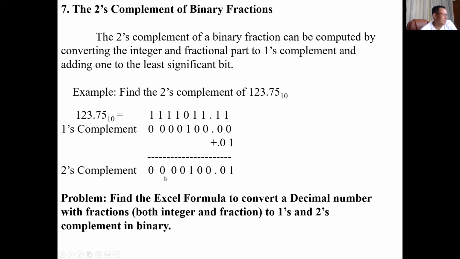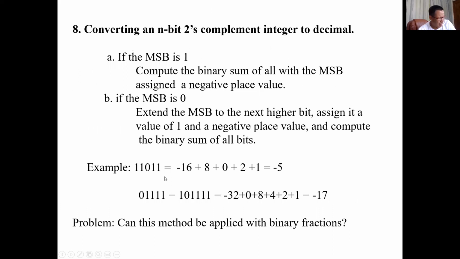Anyway, now, how do you convert a 2's complement back to an integer value? This only applies to integers, not fractions. For example, we know that a number is in 2's complement and we want it converted to its original value. Is there a shortcut? Yes, there's a shortcut. If the MSB is 1, we compute the binary sum with the MSB assigned a negative place value.